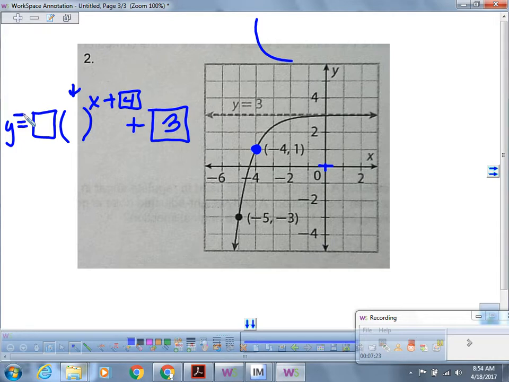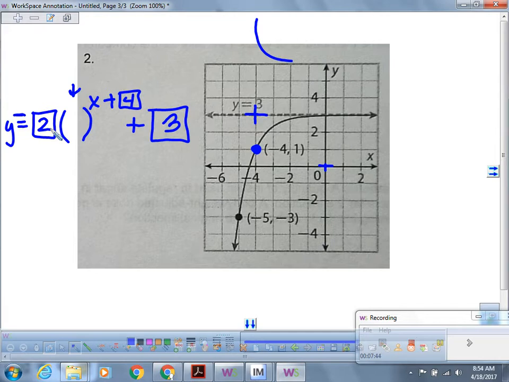So this is my new origin. Normally when I'm at the origin, my first point's always 0, 1, right? But this is not 0, 1, but twice that much. So this number must be a 2.